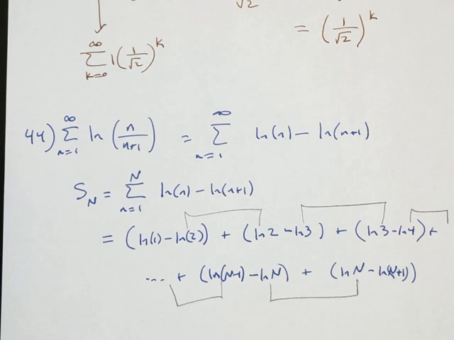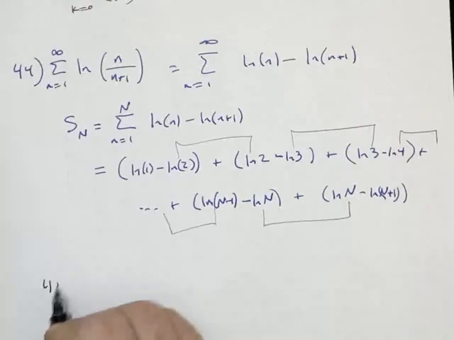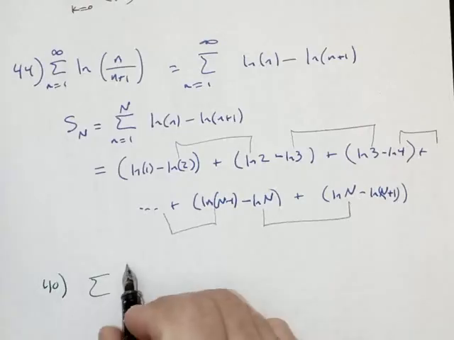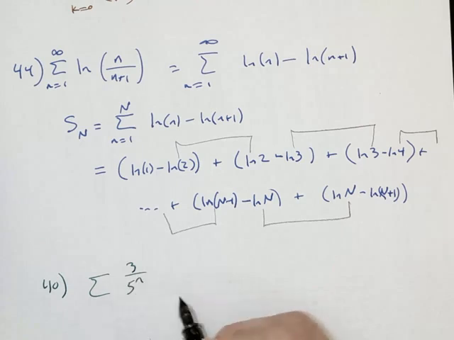Talk to me. Okay, 40, because it's made up of multiple pieces like this one is. Three over 5 to the n plus 2 over n.